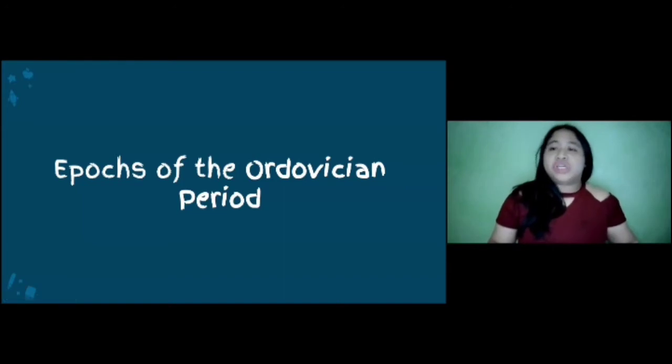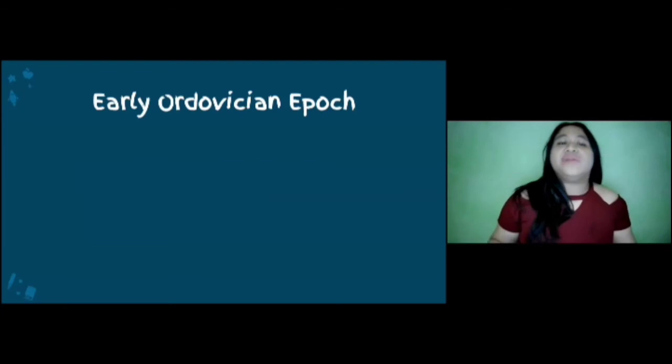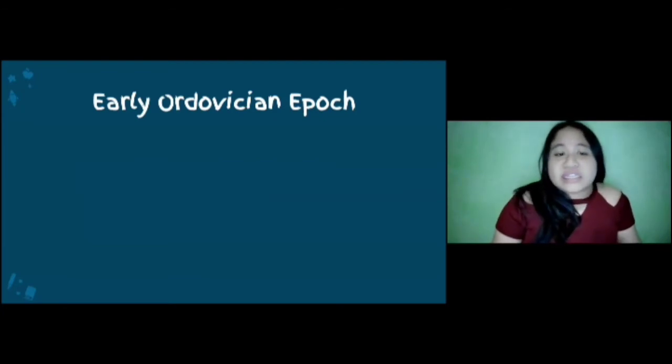Epochs of the Ordovician period. Early Ordovician epoch. The Ordovician period ushered in significant changes in plate tectonics, climate, and biological systems. Rapid seafloor spreading of the oceanic ridges fostered some of the highest global sea levels in the Phanerozoic eon. It began 485.4 million years ago.